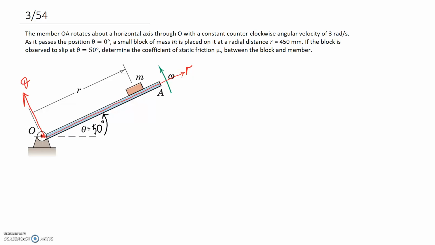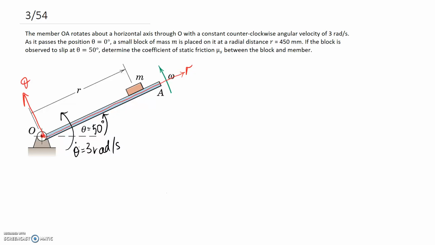And we also know the angular velocity at this instant in time. We're told that it's the whole time going to be rotating at this constant counterclockwise angular velocity of 3 radians per second. So that's going to be in this direction. I'm going to call it theta dot, and it's going to be 3 radians per second. Okay, so this is the angular velocity of our member.